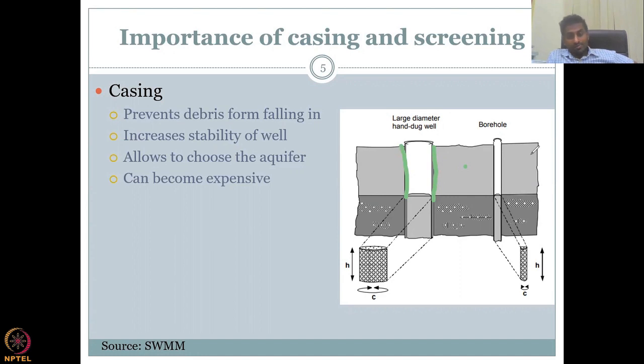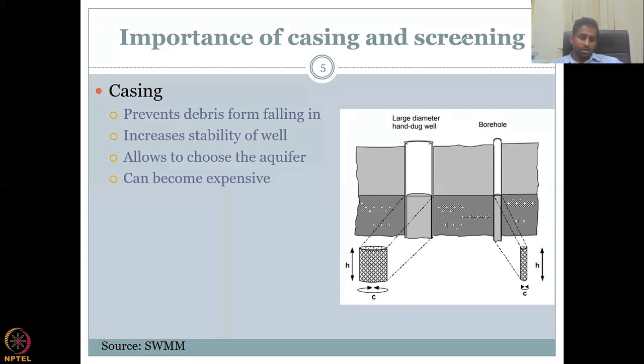Allows you to choose the aquifer. This is another interesting part which I showed in the previous example. The casing allows you to choose the water. For example, this is first water, second water, or first aquifer, second aquifer. You don't want the first aquifer. Maybe there is an industry which is polluting the water in it. So what do you do? You case the top layer and only open the well in the bottom layer, where good water comes in, the deeper good water. And it can become expensive, depending on how much depth you go in this profile.